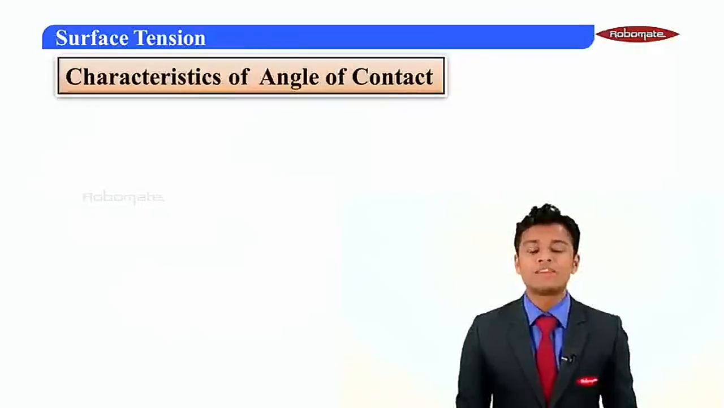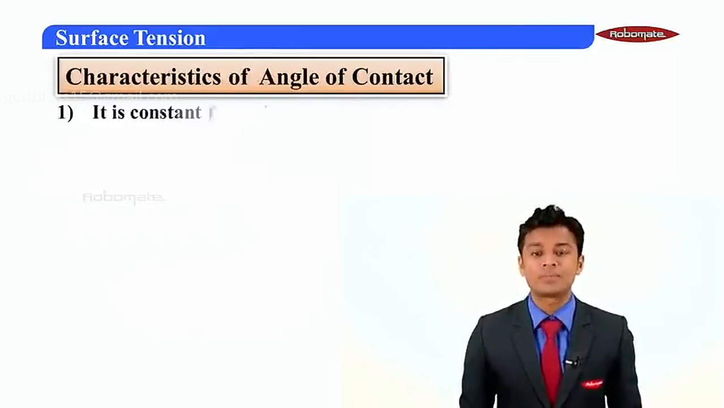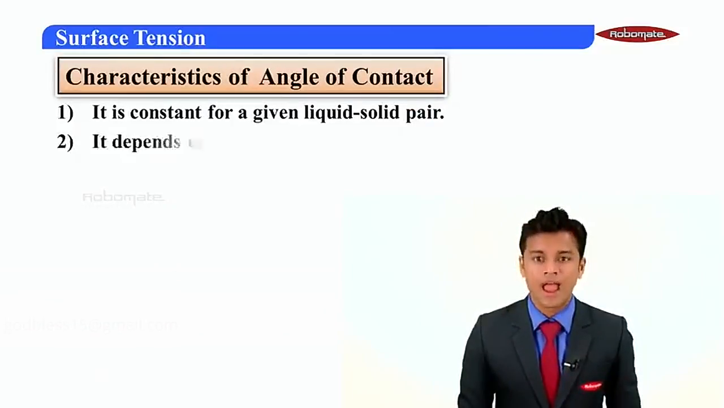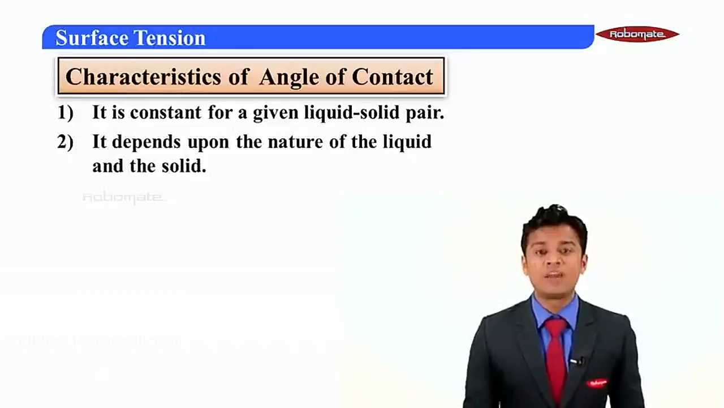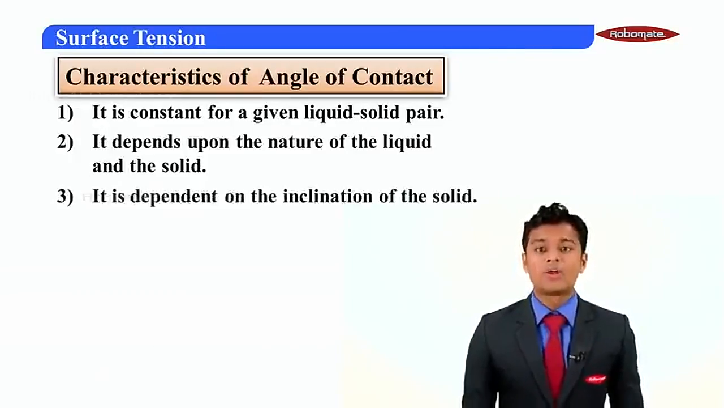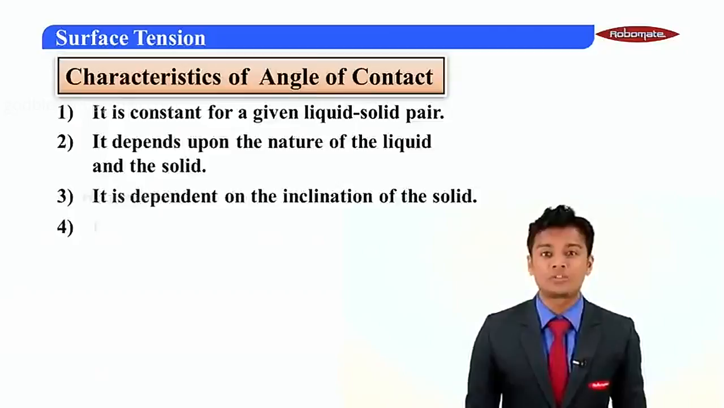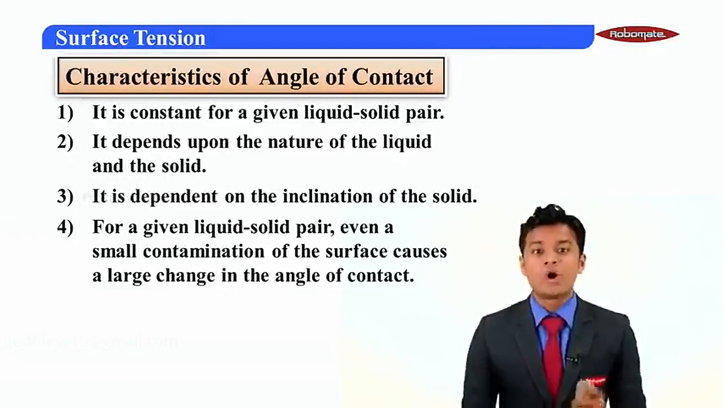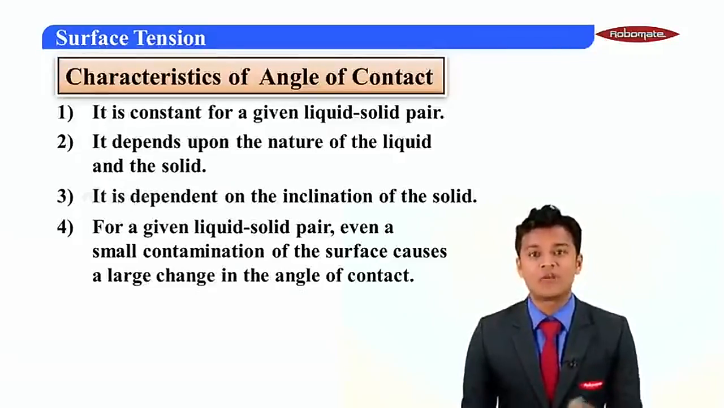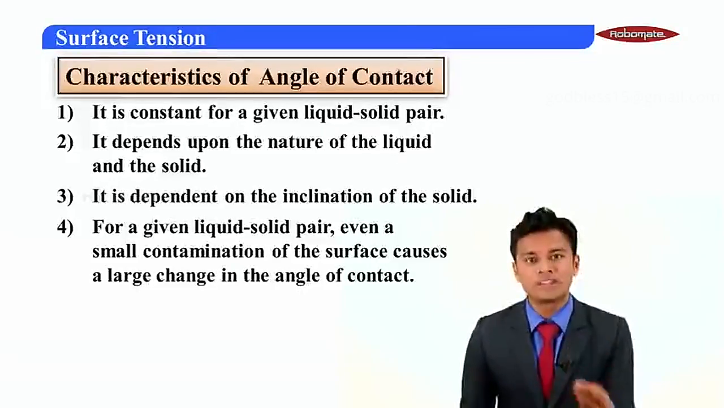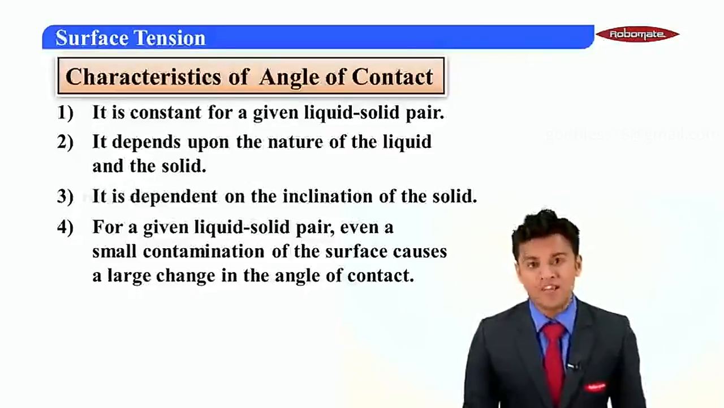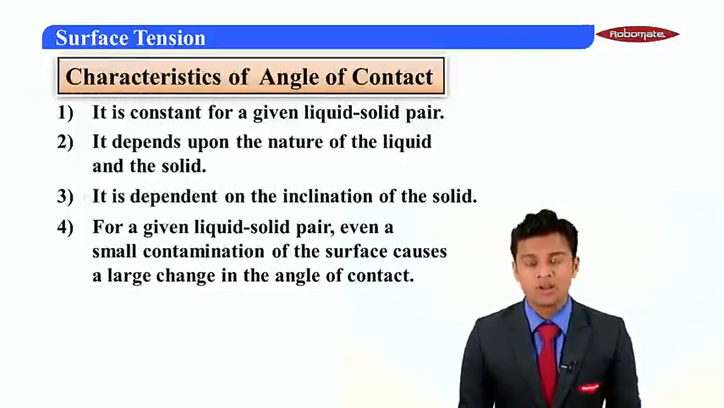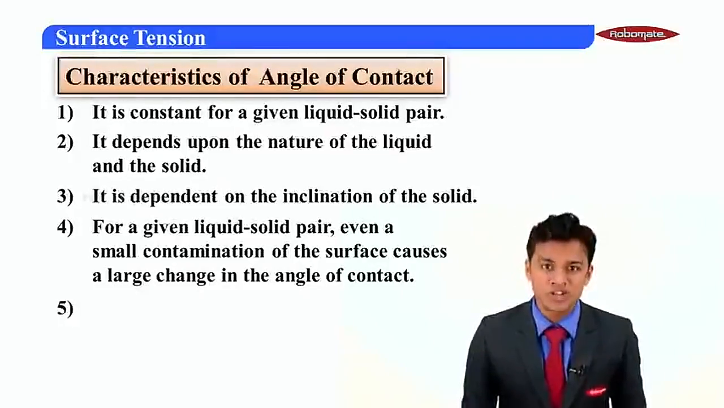Now let's have a look at some characteristics of angle of contact. The very first one is it is constant for a given liquid solid pair, and it depends upon the nature of the liquid and the solid. It also depends on the inclination of the solid, and for a given liquid solid pair, even a small contamination of the surface causes a large change in angle of contact. That is, if you add some impurities to the liquid, your angle of contact will change, because adding impurity will cause change in the shape of the liquid. So that means the angle of contact will also change.